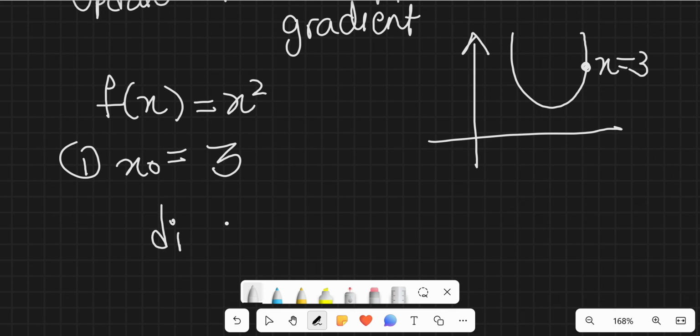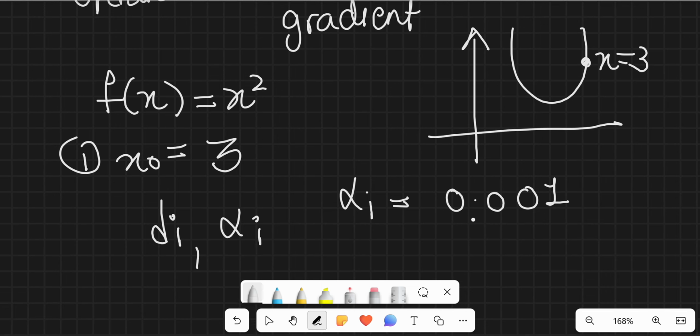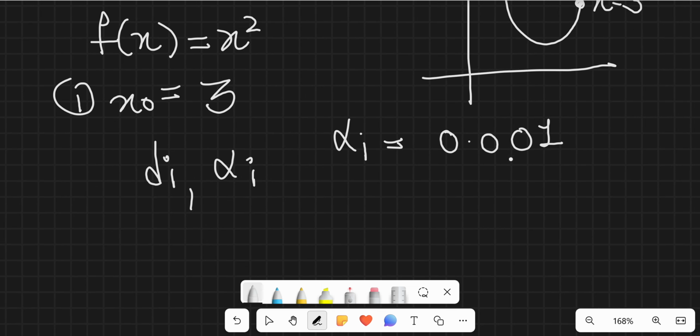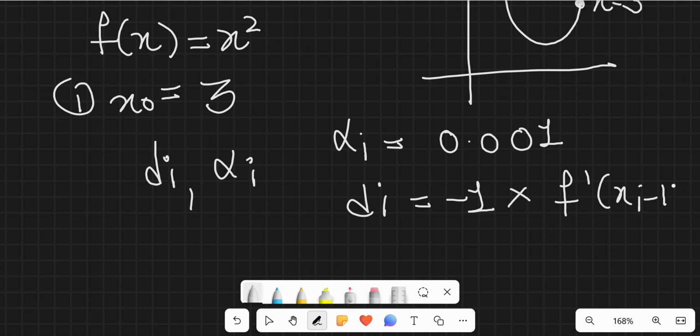So there are two parameters, as I said, alpha i and di. Alpha i, for all practical purposes, is kept very small. In this case, let us say my alpha i is 0.001. This is a constant, I just declared this, and now di will be minus 1 times the derivative of x of i minus 1.